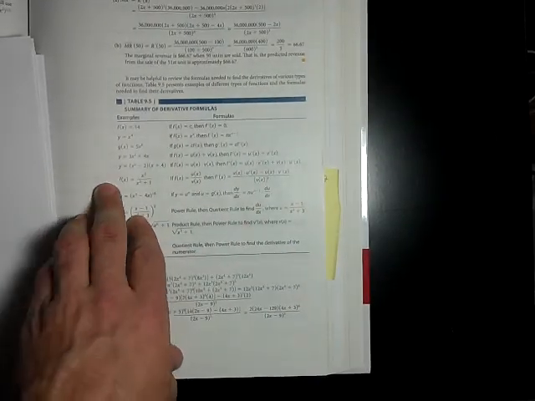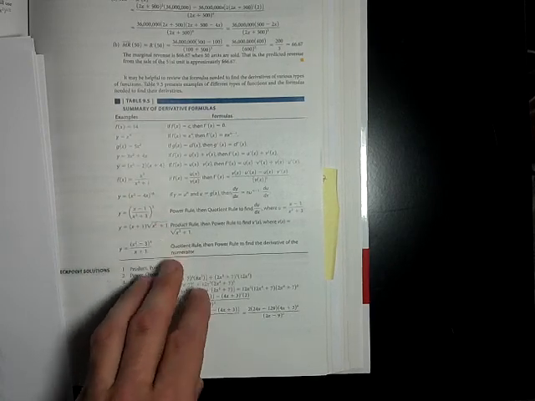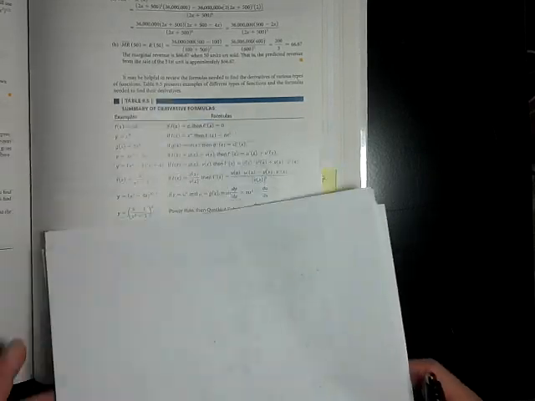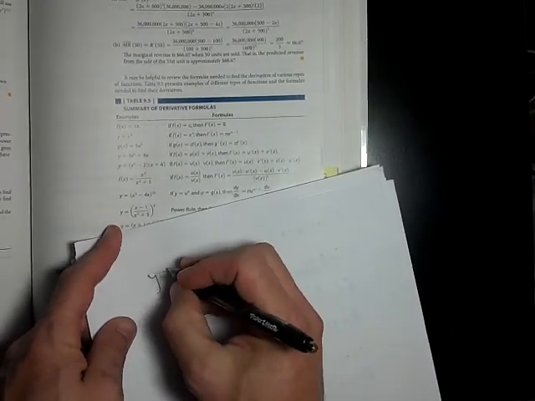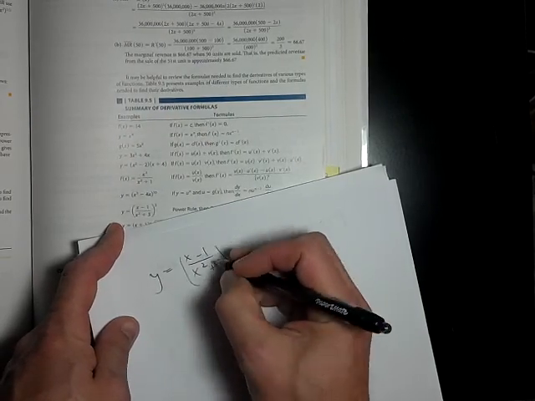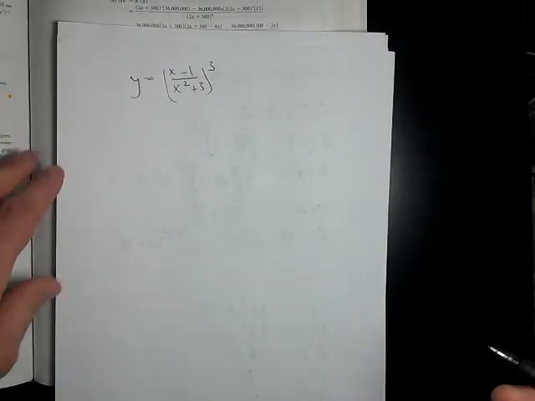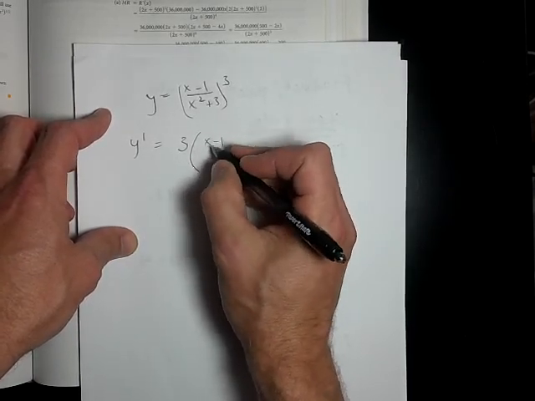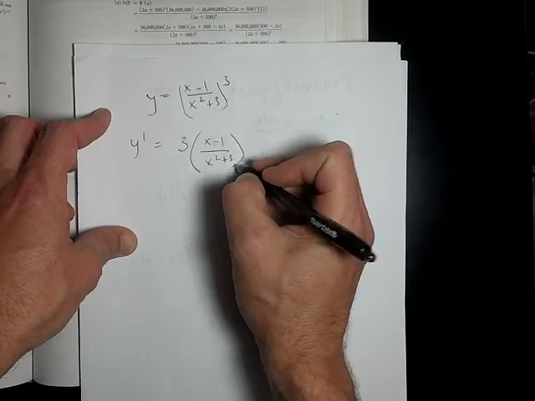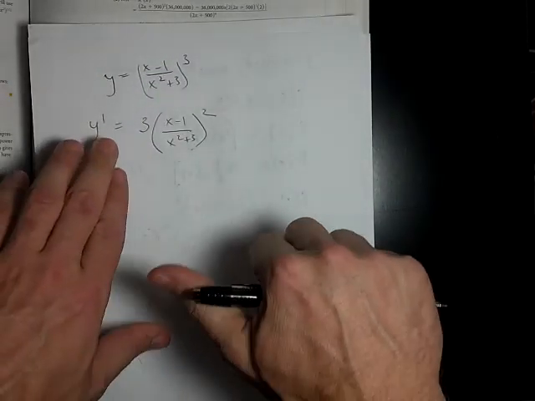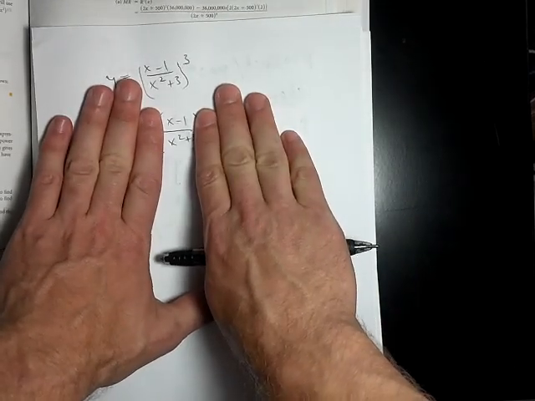So let's do, for example, this one down at the bottom, which says y is equal to x minus 1 over x squared plus 3, the whole thing cubed. How do you do that? Well, we take the power rule, which says 3 times that mess squared, because we reduced the exponent by 1. But now we have to multiply that by the derivative of what's inside of here.